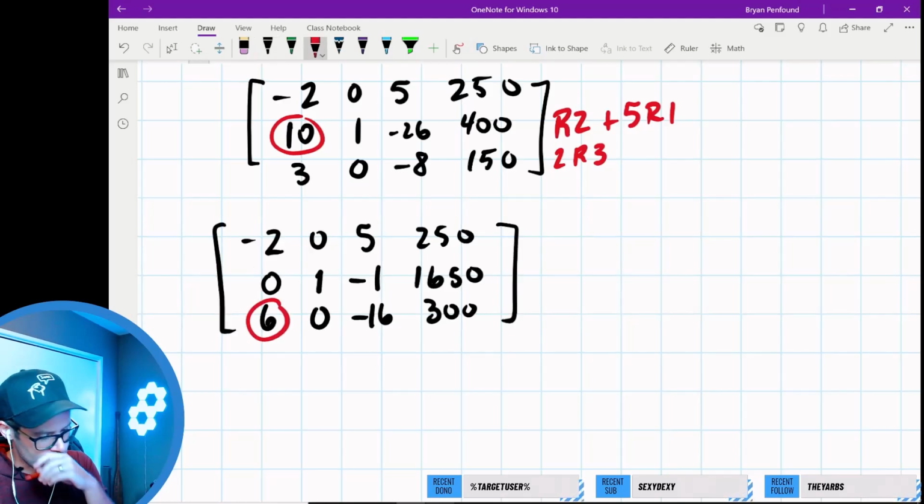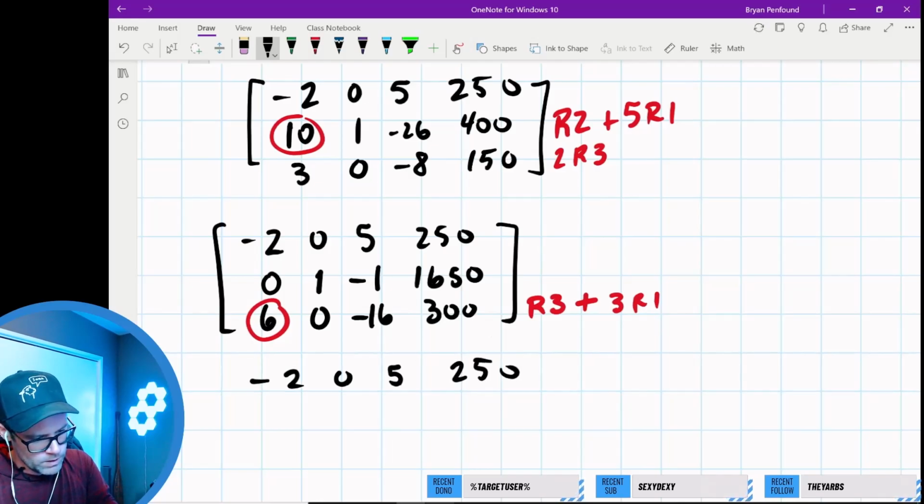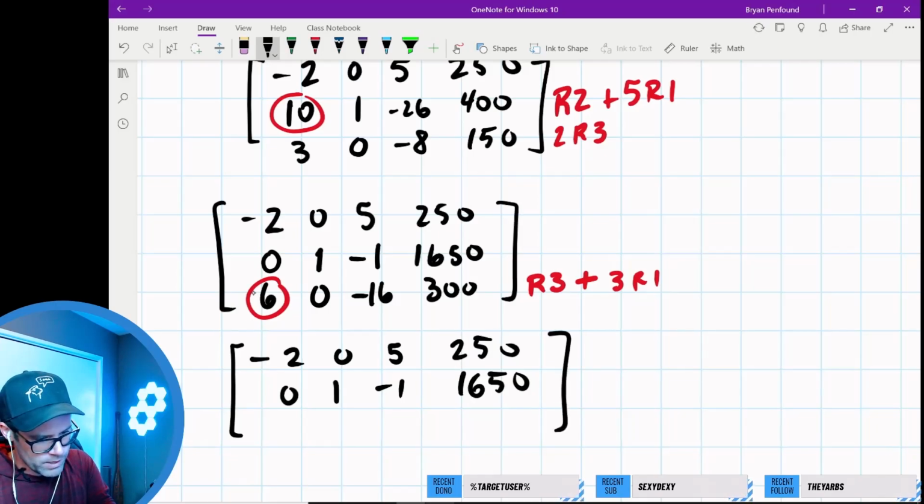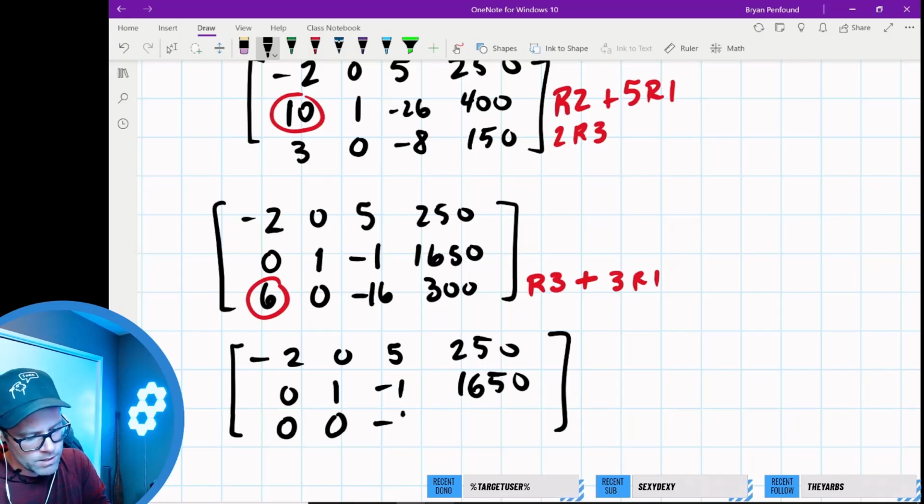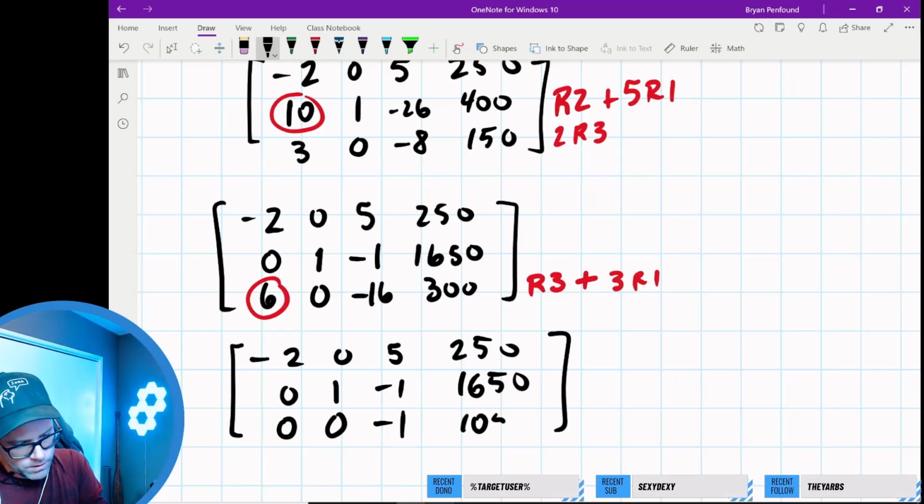And again, now my goal here is to make this into a 0, and we should be able to do that by taking row 3 and adding to it 3 row 1s. So I can keep row 1 the same. I can keep row 2 the same, I'm not changing that. And then row 3, so 6 plus 6 should be 0, 0 plus 0. We have negative 16 plus 15, and then 300 plus 3 times 250. So 300 plus 750 is 1050.